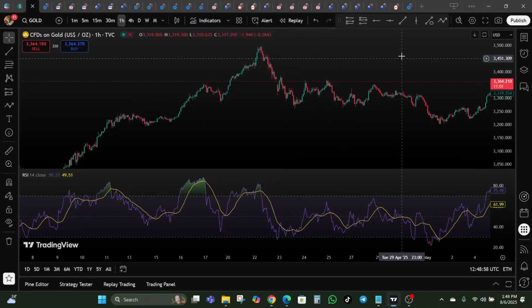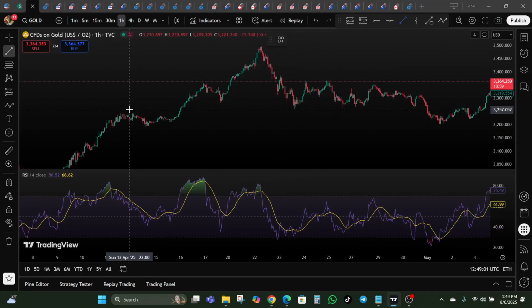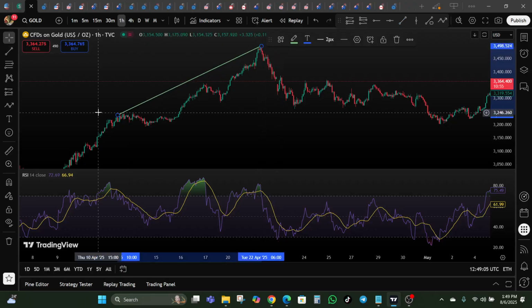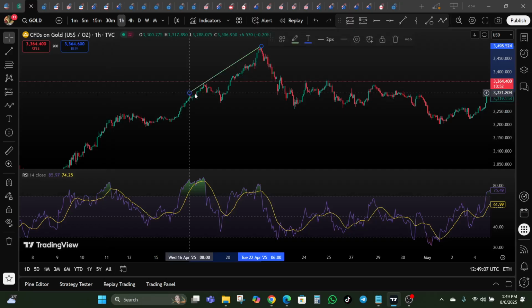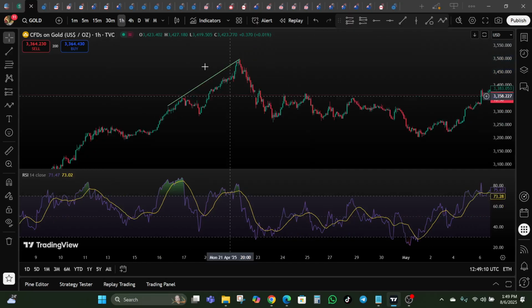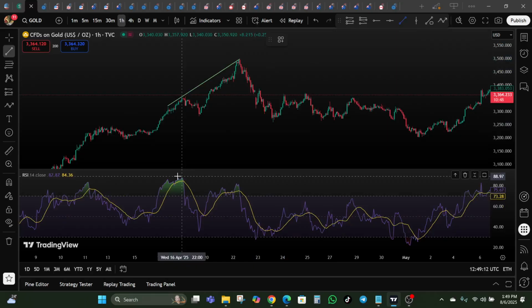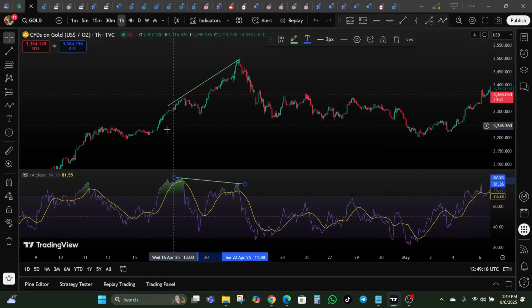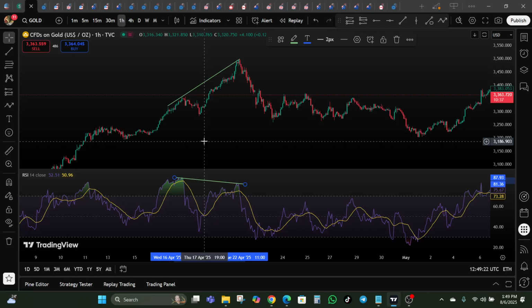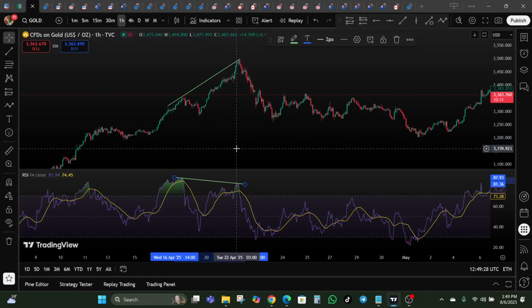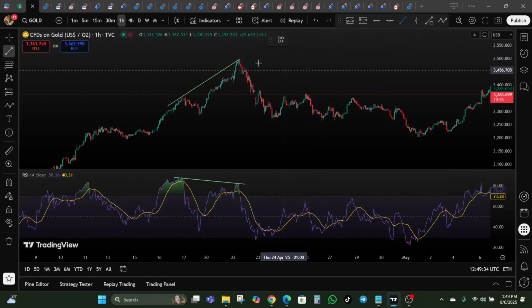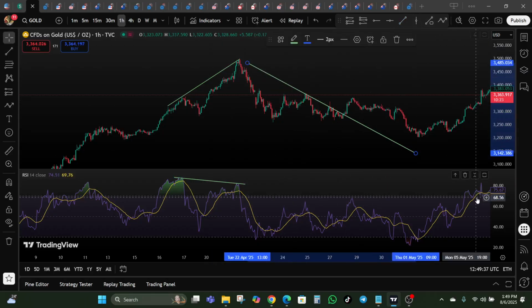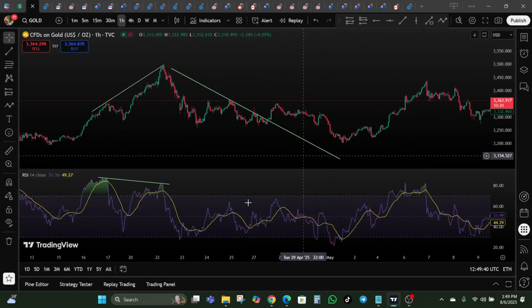So in this particular example, we can see that the price was making higher highs. For a bearish divergence, the emphasis is on the highs. So price was making higher highs, but you can see that the RSI made a lower high. This shows that in as much as the price was still in a bullish trend, the bullish momentum was already getting weak. So because of that weakness in the bullish momentum, we are expecting a decline. And you can see that price eventually dropped. Now this is a bearish divergence.